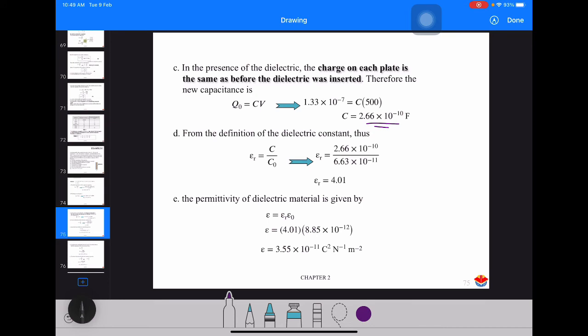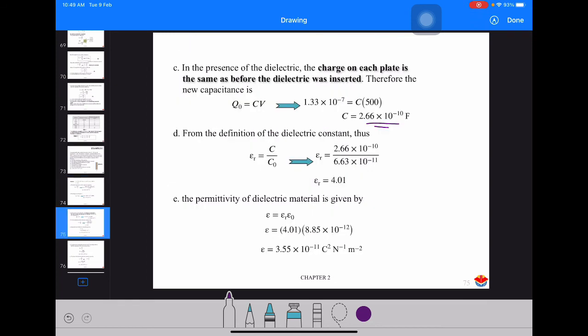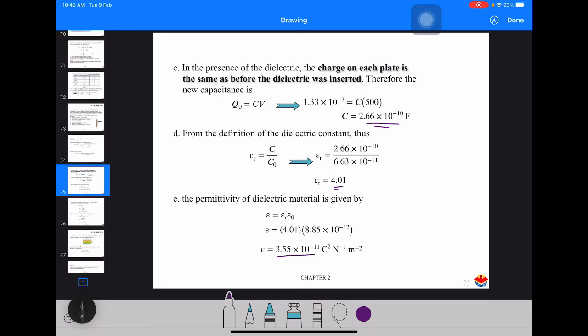After that, they want to find epsilon R, which is actually the relative permittivity. So permittivity is epsilon, relative permittivity, you have epsilon R. It's a ratio, C over C naught. You get this one. Since it's a ratio, it doesn't have any unit. Remember? And then the E, they ask you to find the permittivity of the dielectric material. You already have epsilon R. You know epsilon naught is a constant, 8.85. You just multiply those two values, and we should get 3.55 times 10 to the negative 11.